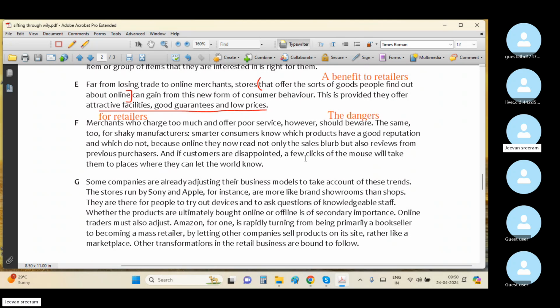The customers may make the world know about the low quality of that particular merchant. This is also danger. So two ideas have been paraphrased into a single idea, briefed into a single idea kind of heading. Okay. This is the danger. A few clicks of the mouse will take them to places where they can let the world know about their disappointment. Right? This is also danger for a shaky manufacturer, low quality products providing manufacturer or merchant, seller, low quality product seller.